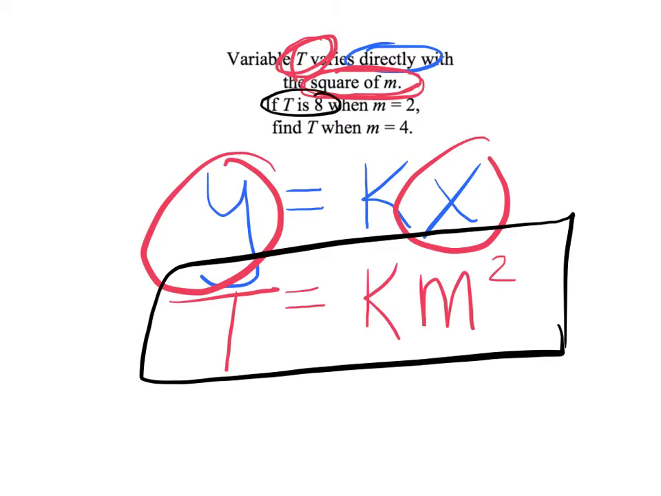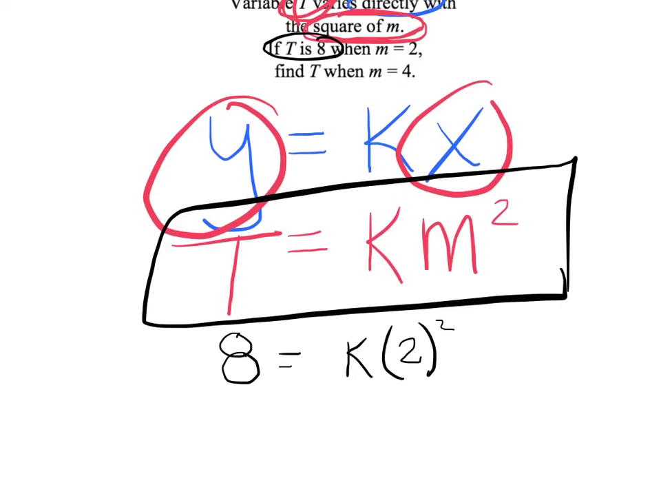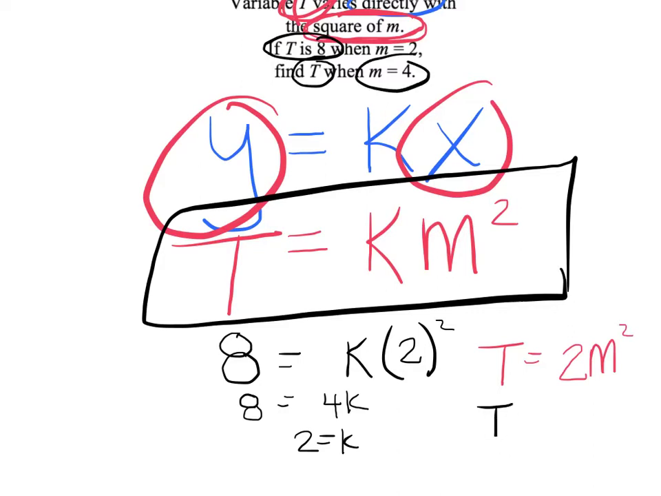When t is 8, m is 2, so that's 2 squared. So we can easily figure out our constant. So I've got 8 equals 4k, therefore k equals 2. And now substitute that in, so I've got t equals 2 times m squared. It says find t when m is 4. So t equals 2 times 4 squared. Order of operations, say 4 squared is 16 times 2. I hope you get t equals 32.